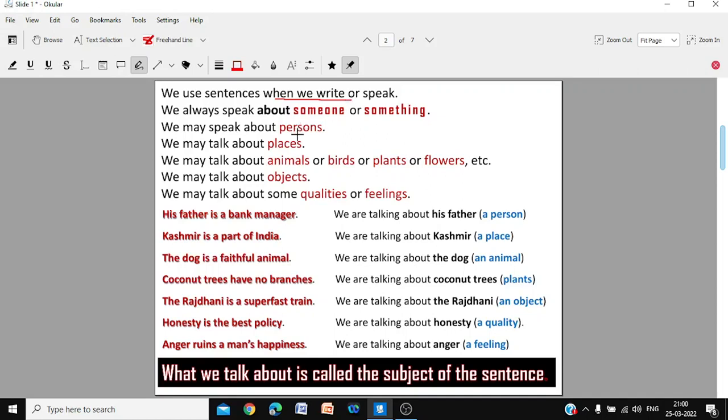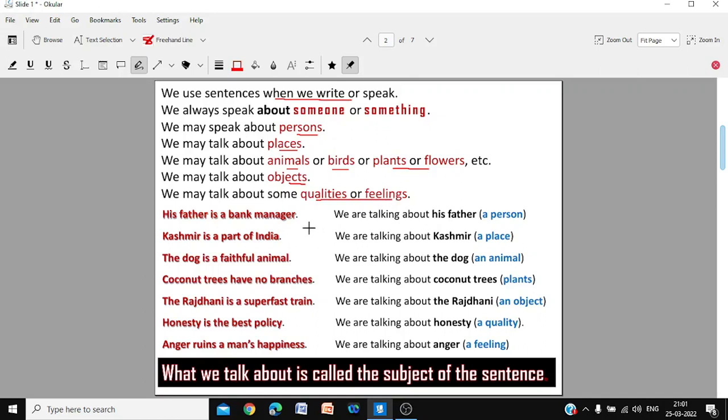You may talk about persons, like your friend or your parents. You may talk about places, the places you have visited, or some country, or some hillside or a village. You may talk about animals, for instance, your pet dog. You may talk about some birds, or plants, or flowers, or your garden. You may talk about some objects, trains, buses, aeroplanes. You may talk about some qualities or feelings, happiness, sorrow, fear. But you must speak about someone or something.